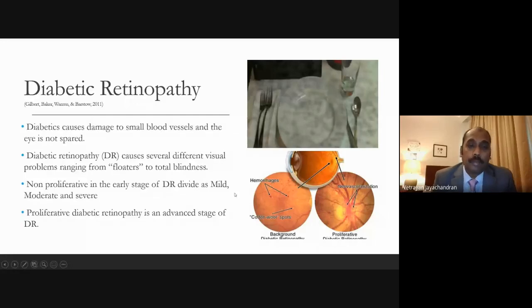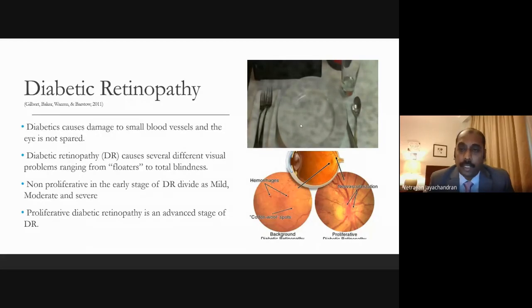In diabetic retinopathy, we have different visual problems, ranging from floaters to total blindness. You can see the image in the top right corner with a lot of floaters. A floater is a wormlike structure you sometimes see when you close and open your eyes, flowing in front of your eye. That is called a floater.